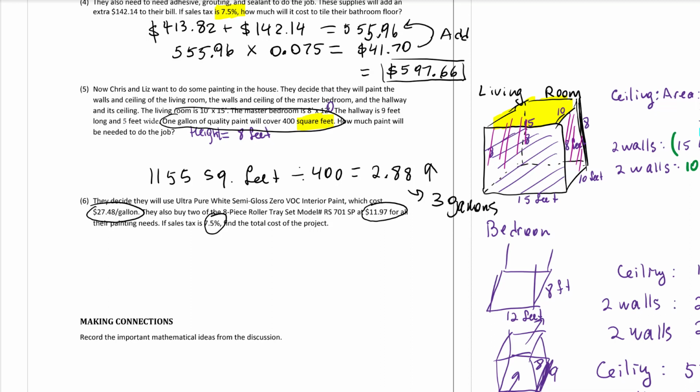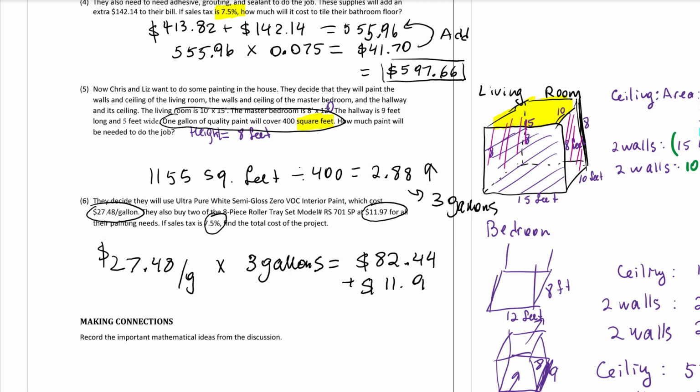All right, so let's review. We have $27.48 per gallon multiplied by how many we need? 3 gallons. So $27.48 times 3 gives us $82.44. Add supplies, and it's $94.41, and then the tax.